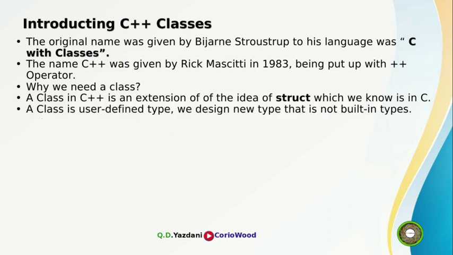A class is a user-defined type. We design a new type that is not a built-in type. So the class we are seeing is user defined; we can define this one. It's not a built-in type like the ones we've seen, such as mathematics, addition, accessing our objects. We're looking at sizeof, which we already know; the for loop and while loop are all built-in type functions.